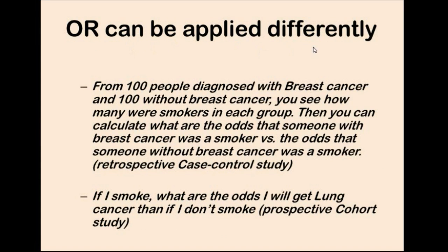Odds ratios can be applied differently. For example, here there's one study from 100 people diagnosed with breast cancer and 100 people without breast cancer. You see how many were smokers in each group. Then you can calculate what are the odds that someone with breast cancer was a smoker versus the odds that someone without breast cancer was a smoker. This is a retrospective study, so it's a case control study. And in this case, you would use odds ratio.